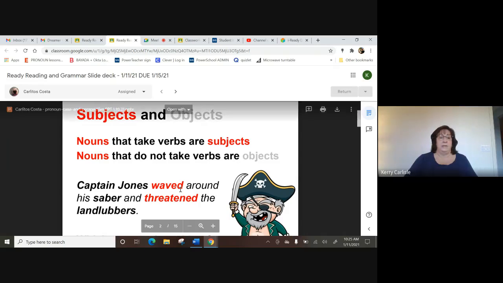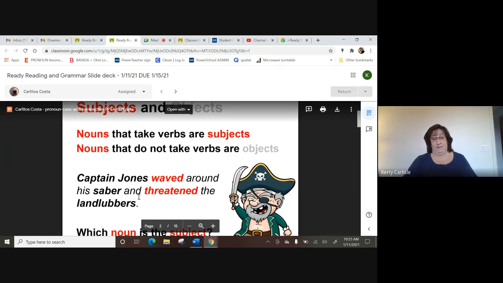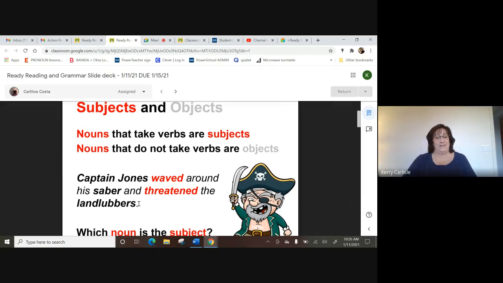So, example sentence: Captain Jones, there he is, waved around his saber, that's his big knife here, right? And threatened the landlubbers. I love that word, landlubber. Landlubbers are people that do not go on the sea. They know nothing about the sea. That's me. I'm a landlubber, right? I get really violently ill if I'm on the sea. It's really sad. I will never be a sailor.